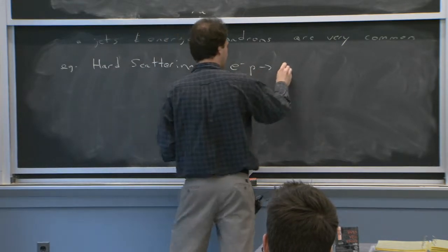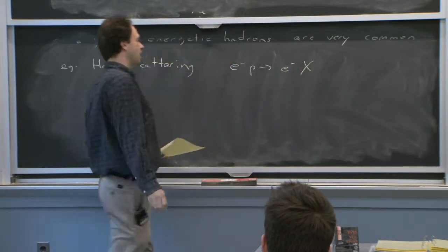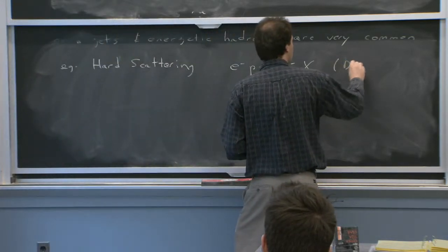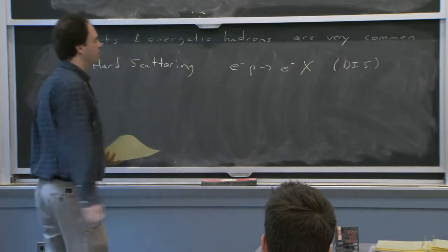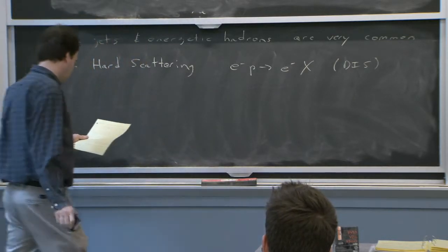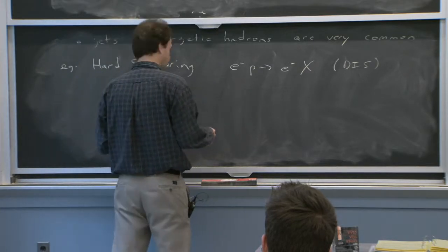You could do deep inelastic scattering with this effective theory. Deep inelastic scattering involves a hard collision. And even classic textbook deep inelastic scattering is made very much simpler by this effective field theory. And we'll show you that example as one of our examples later on.